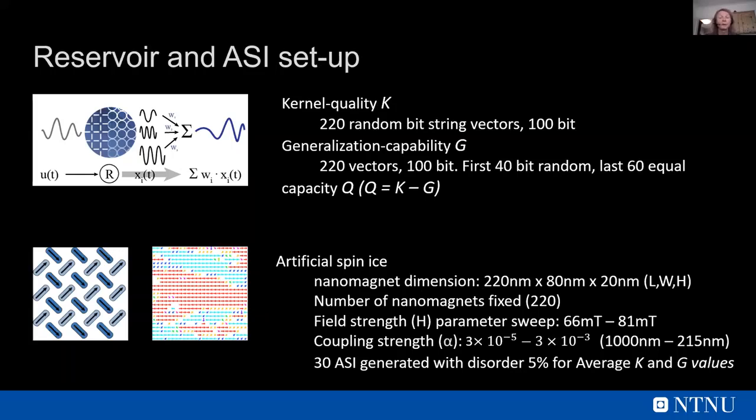The two measurements we do are kernel quality and generalization, and then we calculate the computational capacity. In our experiments, we use a bit string of 100 bits, and we use 220 random bit strings that we generate to test the kernel quality. For generalization, we also use 100 bits, but the first 40 bits are random and the last 60 are equal, to see how well it generalizes the last part of the input.